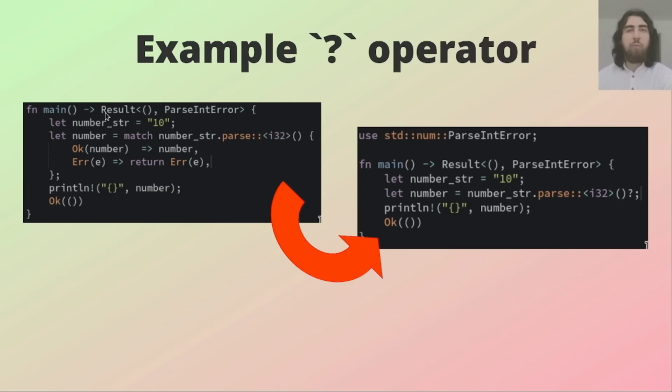Now, because we return here a result type, we have to also return an OK in case everything succeeded. Because at the end of main, basically the end of the program has been reached, it doesn't make sense to return any meaningful value. So we just return a unit type like that.